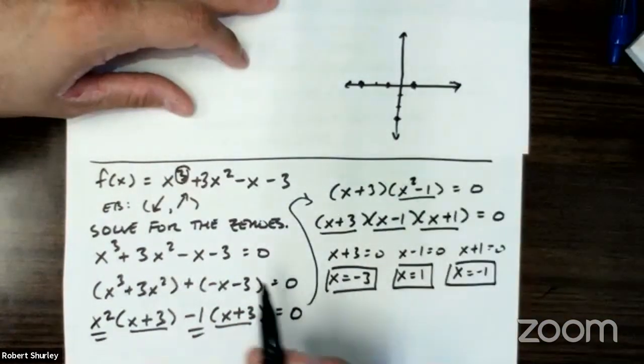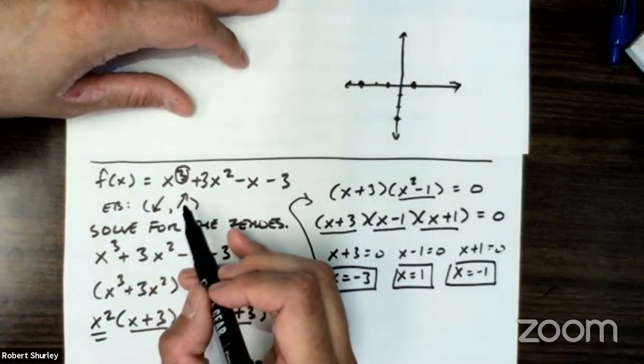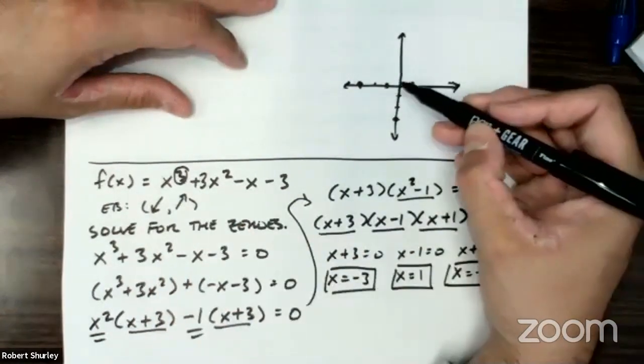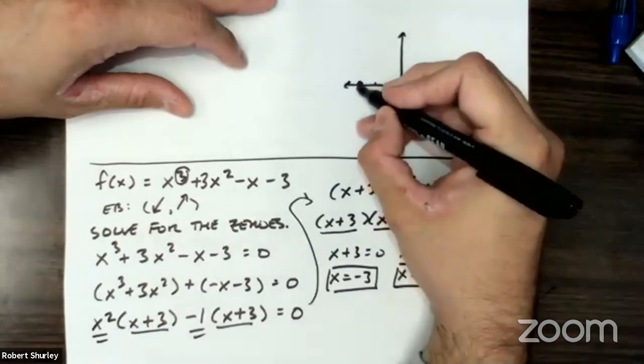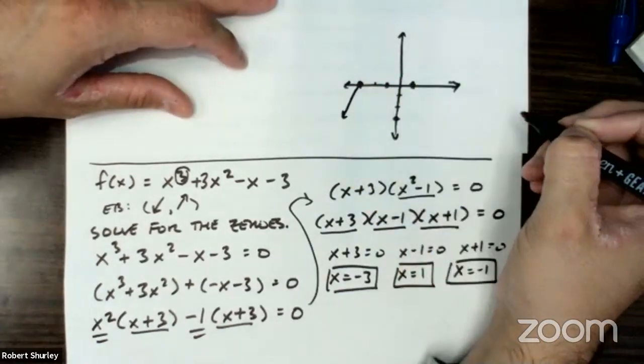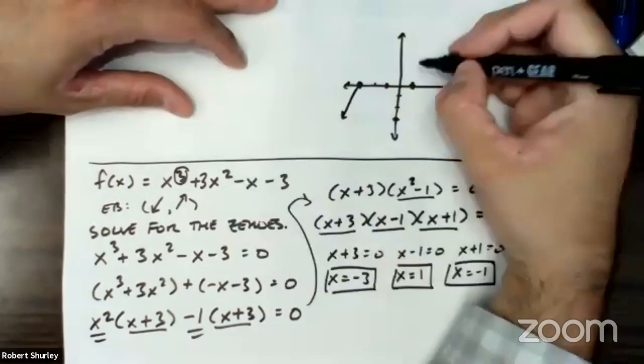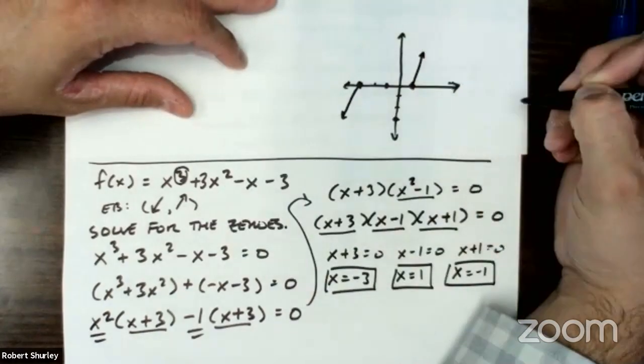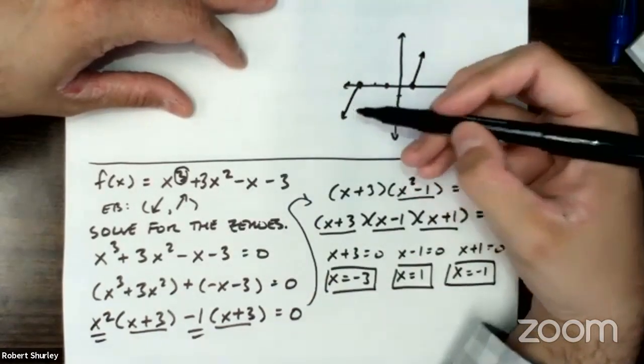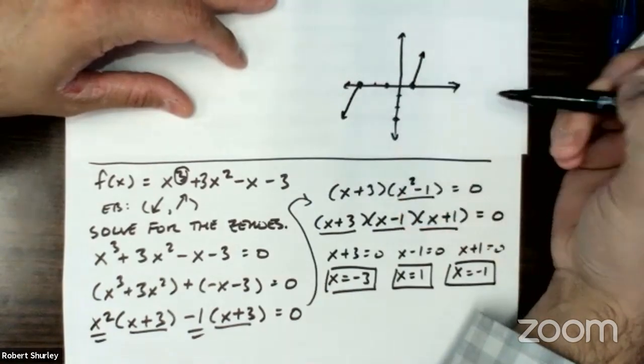Now here's what we know. Remember the end behavior is down and to the left and up and to the right. So from my leftmost zero, I have to go down here, and from my rightmost zero, I've got to go up here, because I know it ends down and to the left and it ends up and to the right.